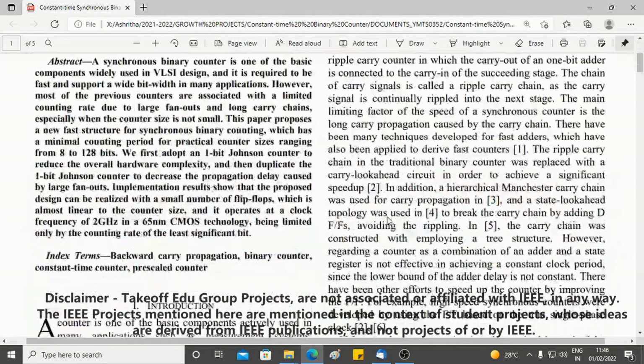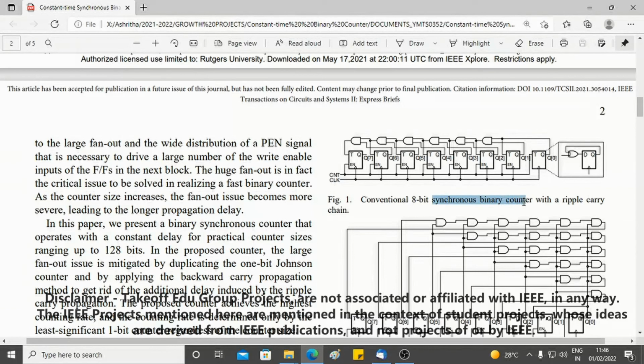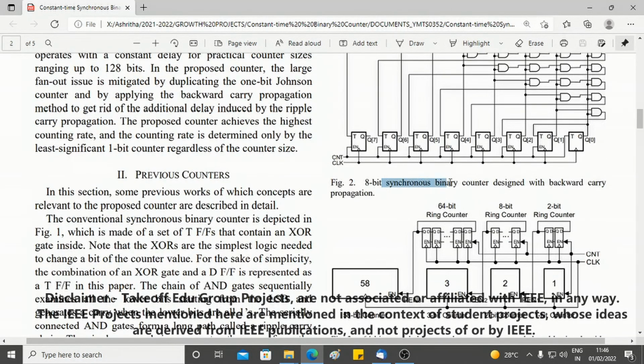When compared with the existing methods, the disadvantage in the various synchronous binary counters is that the propagation delay increases as the number of flip-flops increases, because the AND operation of the inputs and outputs grows and the link increases. As that link increases, the conventional binary counter delay is affected. So we have gone for the implementation of a synchronous binary counter based on backward carry propagation.